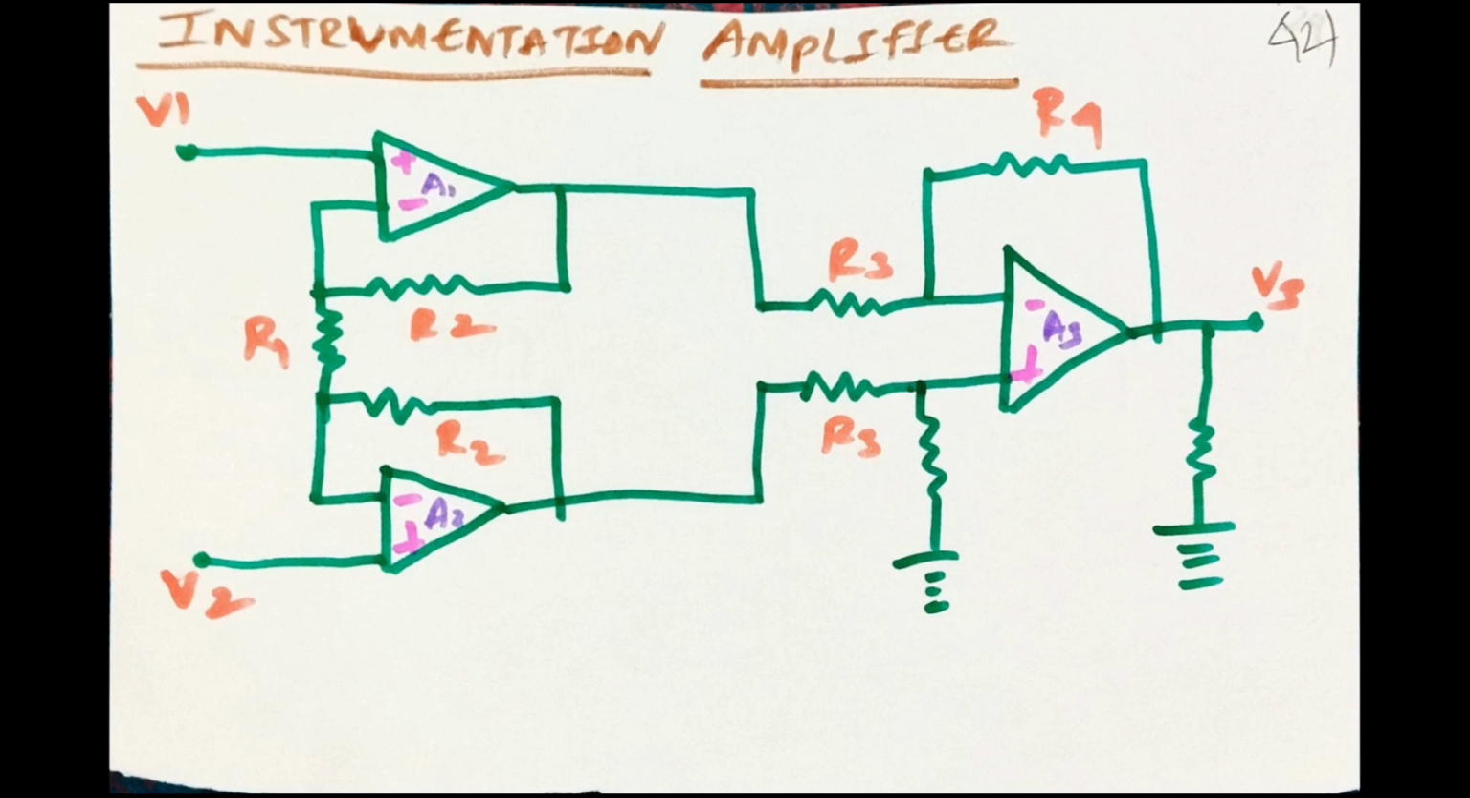Instrumentation amplifier using 3 op amps, that is A1, A2, A3, shown in circuit. Non-inverting terminals connected to R1 resistance through R1 resistance. Input is at the terminal of R1 resistance.